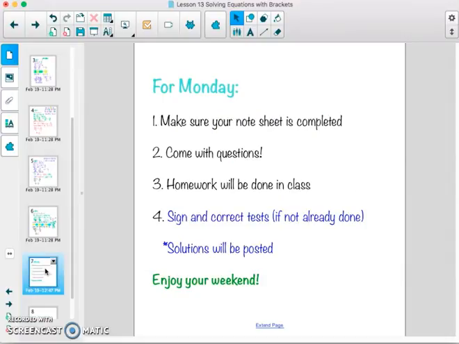So make sure your note sheet's complete, come with questions. We're going to do homework in class, sign and correct tests, same old. So if you didn't correct your test yet, solutions will likely be posted by the end of the weekend. So please make sure you do that. And the other thing I really suggest you do is go back to the other videos if you need to and review. There's not a ton to do this weekend.